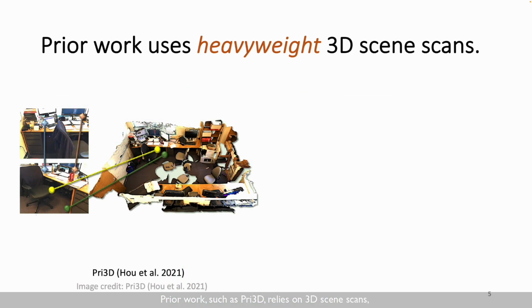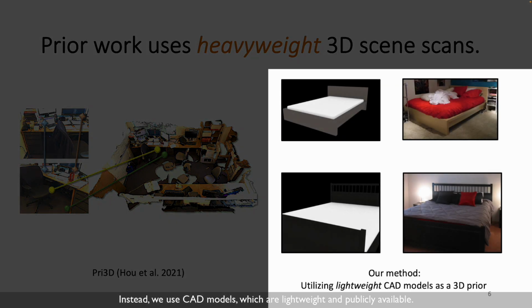Prior work such as Pri3D relies on 3D scene scans, which are hard to obtain and not very diverse, making it hard to generalize. Instead, we use CAD models, which are lightweight and publicly available.